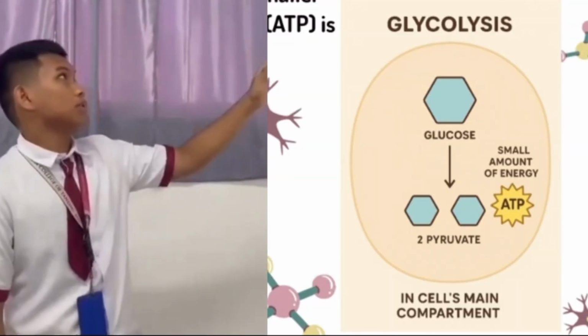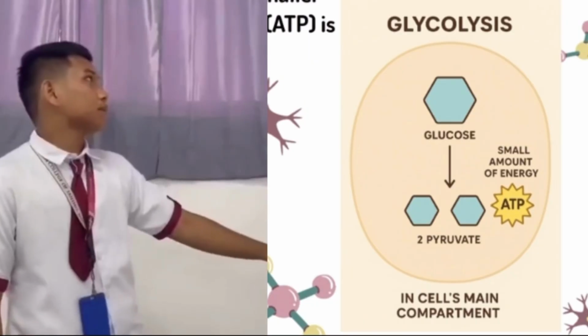Here are the steps of aerobic respiration. First is glycolysis. This is the first step, happening in the cell's main compartment. A sugar molecule like glucose is broken down into two smaller molecules. A small amount of energy, ATP, is released step by step. So here's the breakdown of glycolysis. The first one is glucose, and the bottom one is the 2-pyruvate.